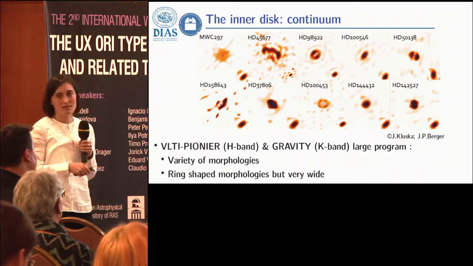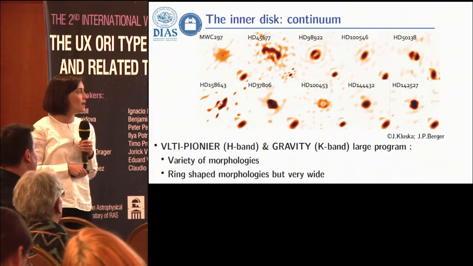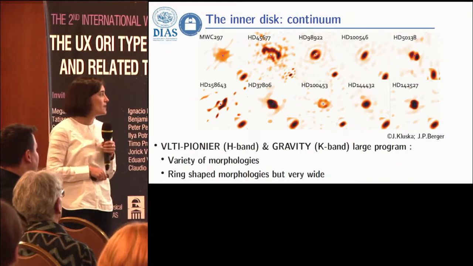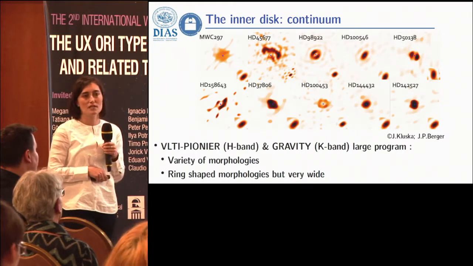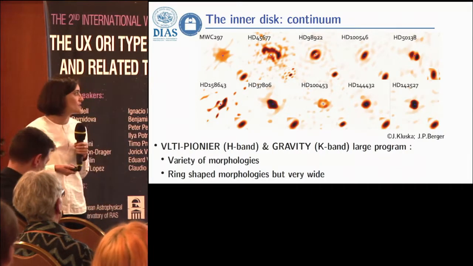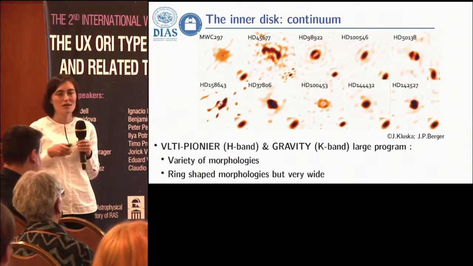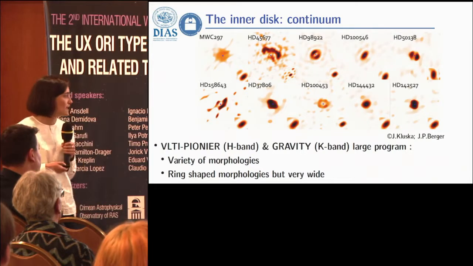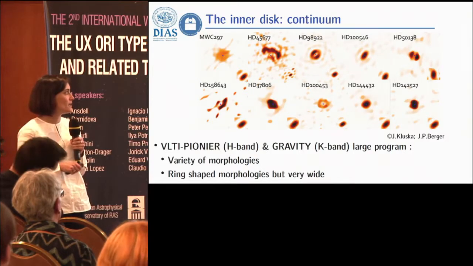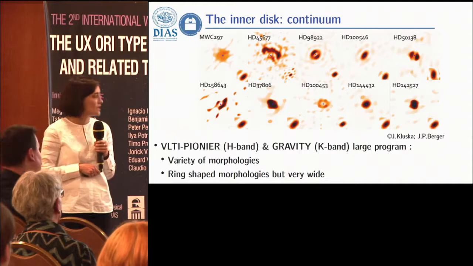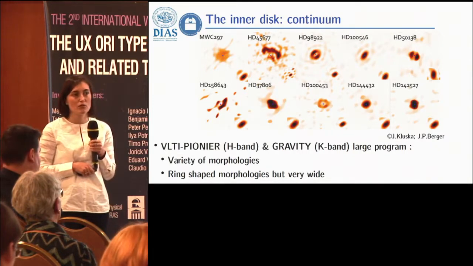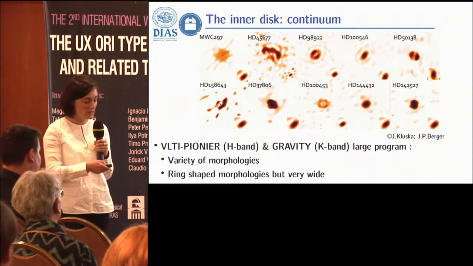These are reconstructed images done with PIONIER for the continuum, and what they found is that there is a variety of morphologies in the inner disk that perhaps might resemble what is found in the outer disk as well, but of course the spatial scales are much smaller, so it's difficult to find details. And what we find is that the geometry of the inner disk in the continuum can be well approximated by ring-shaped morphologies, but very, very wide.